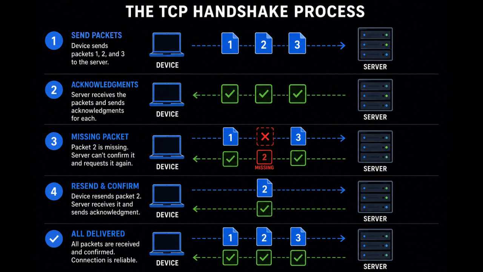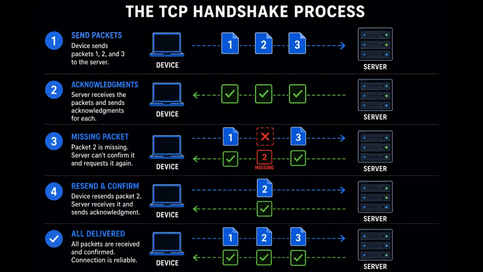Think of it like a careful courier service. Every package is numbered. Every delivery requires a signature. If the courier can't confirm a package was received, they go back and deliver it again. Nothing slips through the cracks. But that back and forth confirmation process takes time. There's overhead built into the system by design, because the system's priority is accuracy over raw speed.